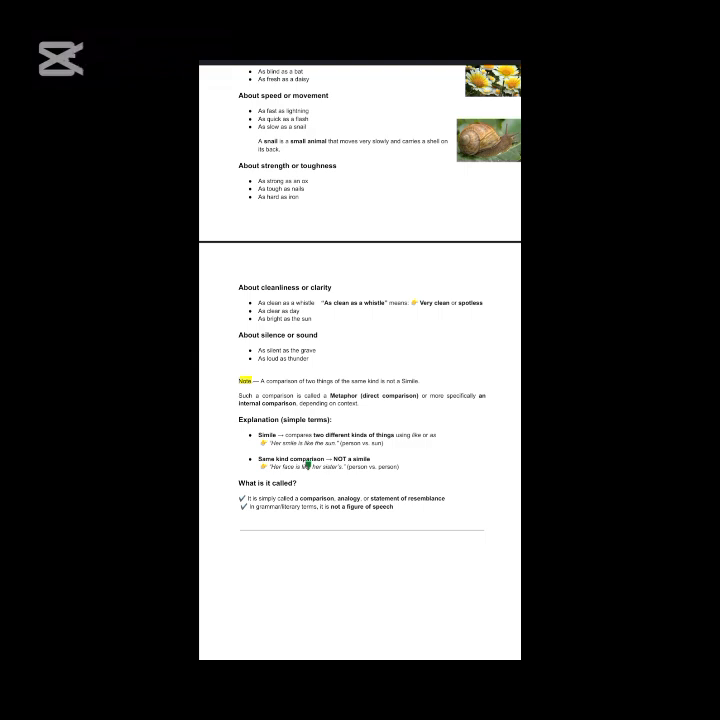In the second example, a same-kind comparison is not a simile. For example, her face is like her sister's, means a person is also compared to a person. It is simply called a comparison, analogy, or statement of resemblance. So, this is not a figure of speech, and such a comparison is called metaphor, direct comparison, or more specifically, an internal comparison depending on the context of the sentence.